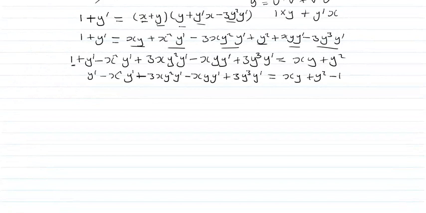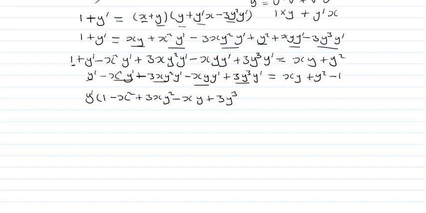So you have y prime here, open. When you remove y prime here, we're going to have 1. When you remove y prime here, we're going to have negative x squared. When you remove y prime here, we are going to have plus 3xy squared. When you remove y prime here, we're going to have negative xy. When you remove y prime here, we are going to have 3y to the power 3. Then everything equal to x y plus y squared minus 1.